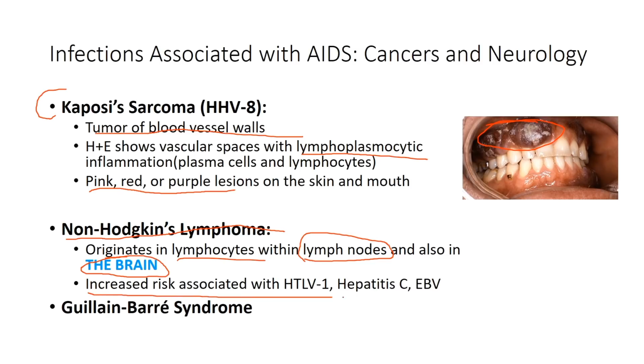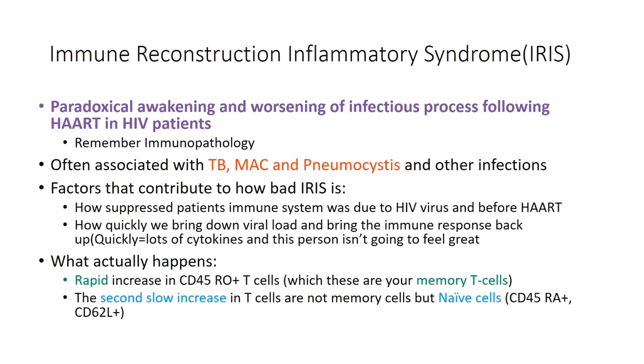Also, it increases risk of other viral infections and stuff like that, such as HTLV, hepatitis C, and EBV. Guillain-Barré, remember I mentioned that HIV can cause Guillain-Barré, so I just wanted to reiterate that as well. And lastly, our last syndrome that we want to talk about is IRIS, or Immune Reconstruction Inflammatory Syndrome.